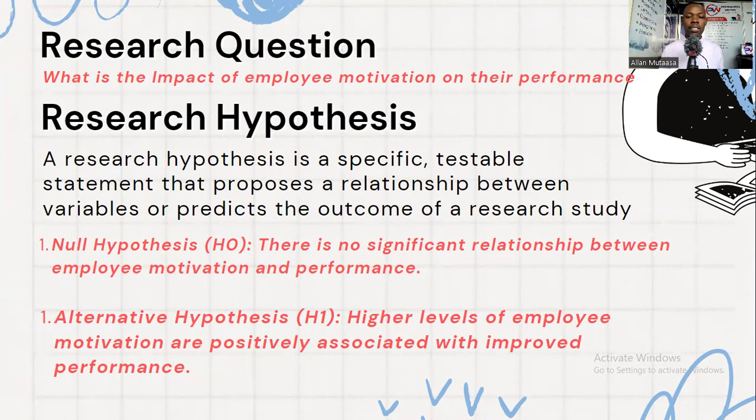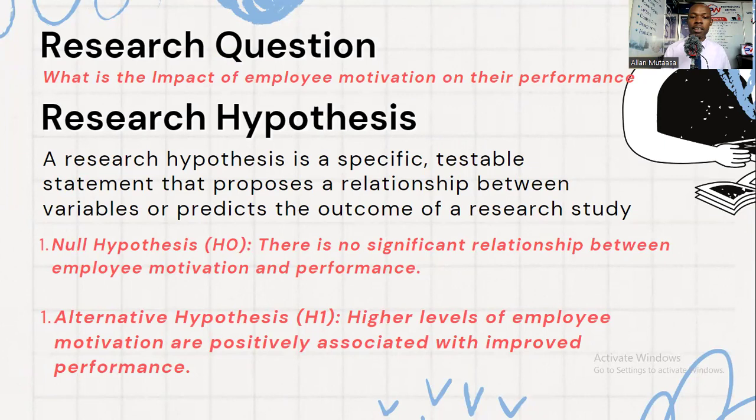Then the next thing we want to look at is the hypothesis. And this is a very important section in your research. So a research hypothesis is a specific testable statement that proposes a relationship between variables. We shall understand variables in a short while. So now, I could say that a research hypothesis is more of an assumption. So as a researcher, you could have an assumption. For instance, your assumption could be that if employees are motivated, their performance could improve. That is just an assumption because you could motivate them and still their performance will not improve. So that is an assumption.